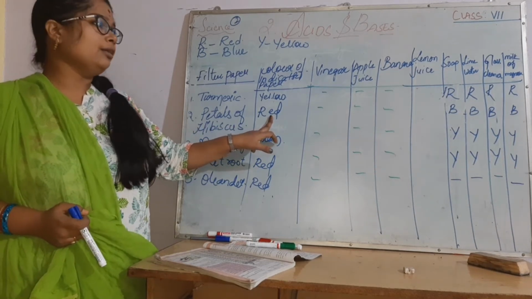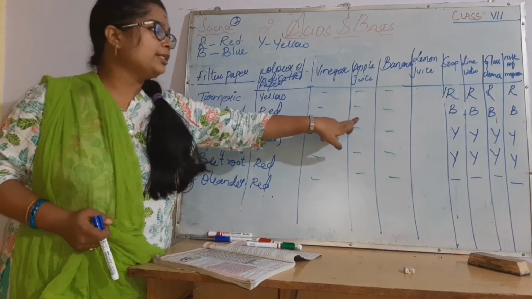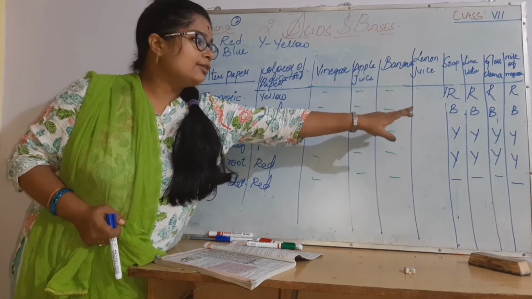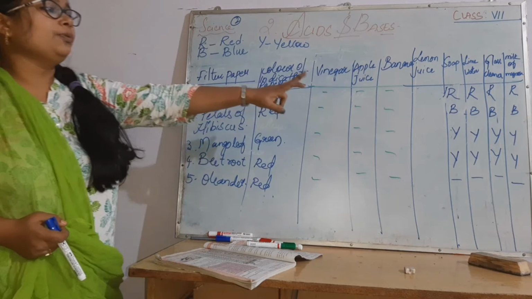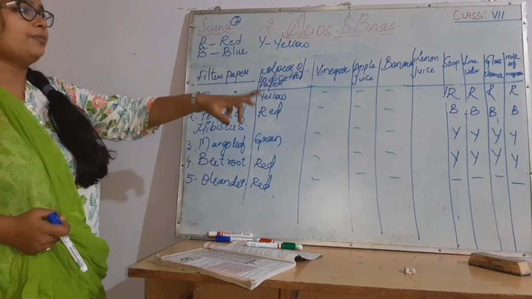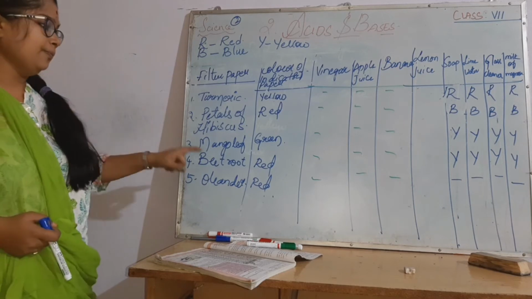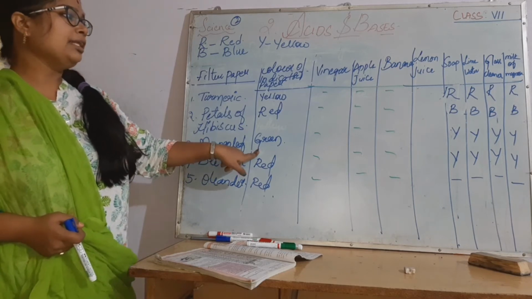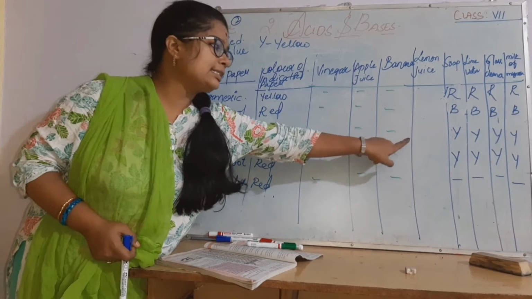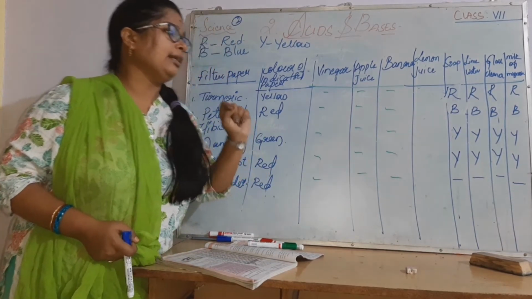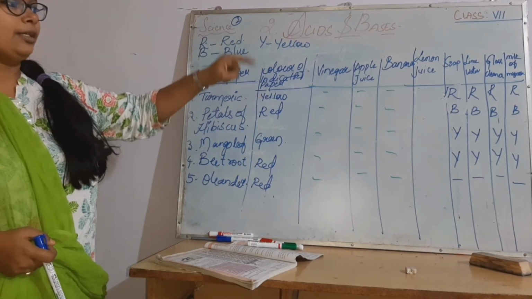There will be no change with vinegar, apple juice, and banana. Soap turns blue, lime water blue, glass cleaner blue, and milk of magnesia will turn blue. And mango leaf is green. There will be no change in the color when you add these things. But when you add soap or lime water, it will turn yellow.